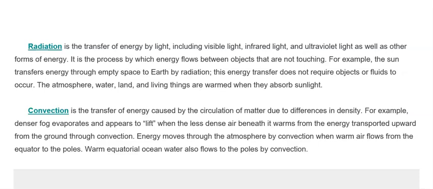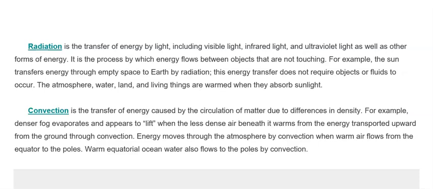And then the third way is convection. Convection is the transfer of energy caused by the circulation of matter due to differences in density. For example, denser fog evaporates and appears to lift when the less dense air beneath it warms from the energy transported upward from the ground through convection.